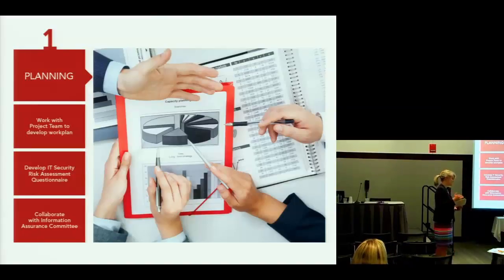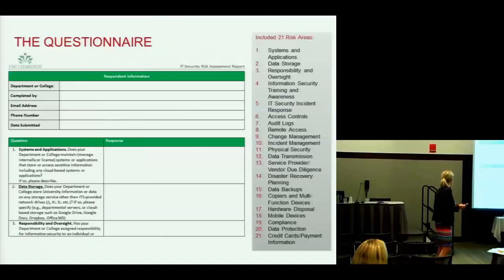So one of the first things we did in working with the IT project team and the Information Assurance Committee is we put together a questionnaire. We realized there's no way that we're going to be able to sit down with 25 colleges and departments and hold their hand and walk them through this IT security risk assessment within this 3-month time frame. So we decided to develop a questionnaire to help facilitate the information gathering portion of the assessment process. And the Information Assurance Committee and our project team were really critical in making sure that the questionnaire was right-sized and had the right language that people could really understand and respond to. So this is just a little snapshot of the questionnaire.